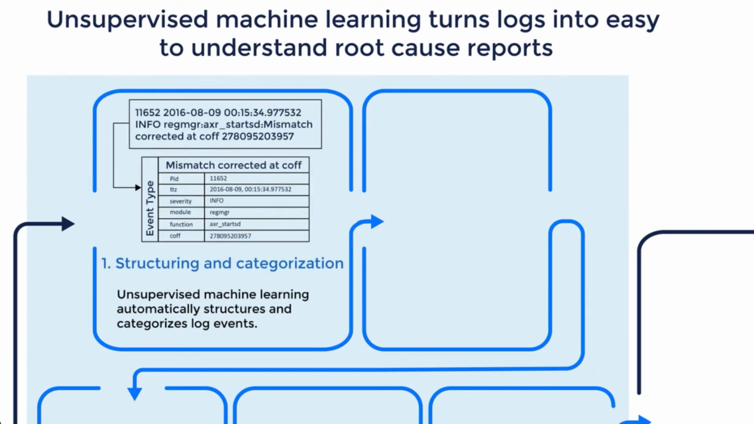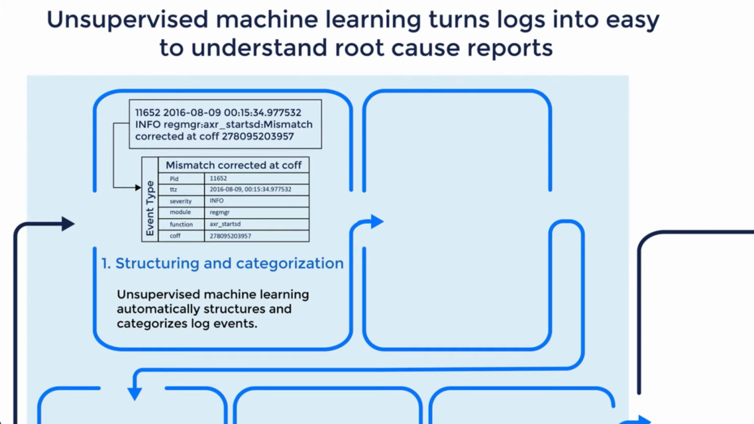The first layer of the machine learning is the most important. It uses unsupervised machine learning to structure and categorize the log events. Quick side note, it does very well even for new or very rare log events. And this turns out to be important because identifying new and rare events is extremely useful when trying to find the root cause of a problem.